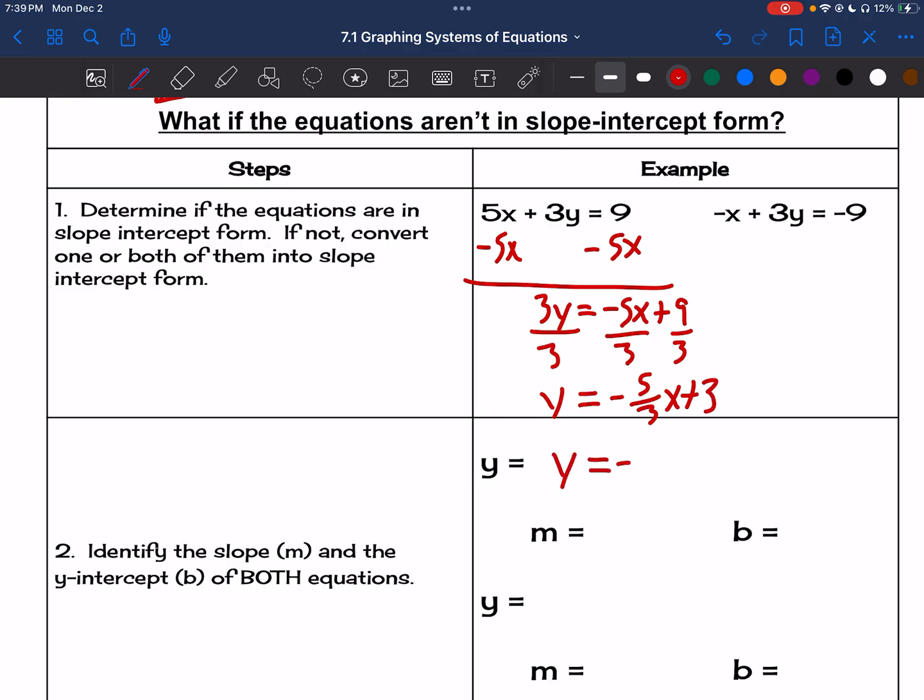And we can rewrite that right here. y equals negative 5/3 x plus 3. My second equation, I'm going to start by adding x to both sides.